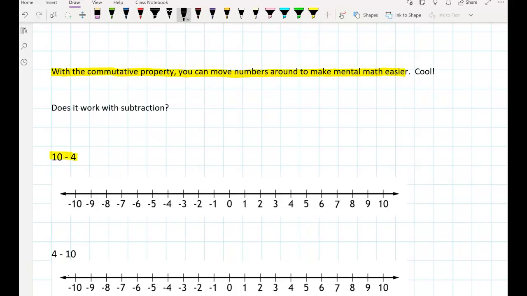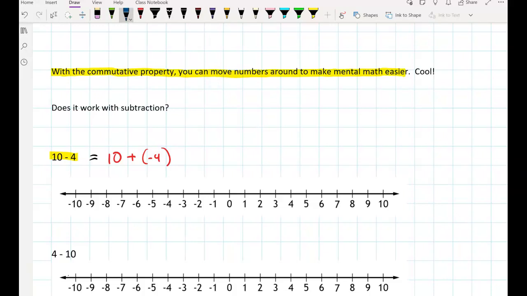Remember what subtraction is. In earlier lessons, we learned that subtraction is adding the opposite. So I'm going to change 10 minus 4 to an equivalent addition question where I'm adding the opposite. The first number doesn't change. 10 stays 10. Subtraction changes to addition. But now I'm adding the opposite of 4. What is the opposite of 4? Negative 4. So now I am looking at 10 plus negative 4.